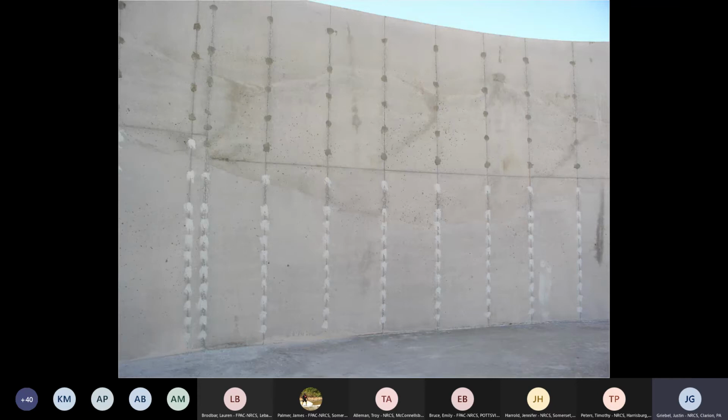But you can also see all the patches on the wall, and what that is, they're patching the form ties. There's a little metal strip that connects the outside form to the inside form, and after they remove the forms, they snap those form ties off, and they need to go back and patch each one of those form ties. That's why you see all those patches on the wall.